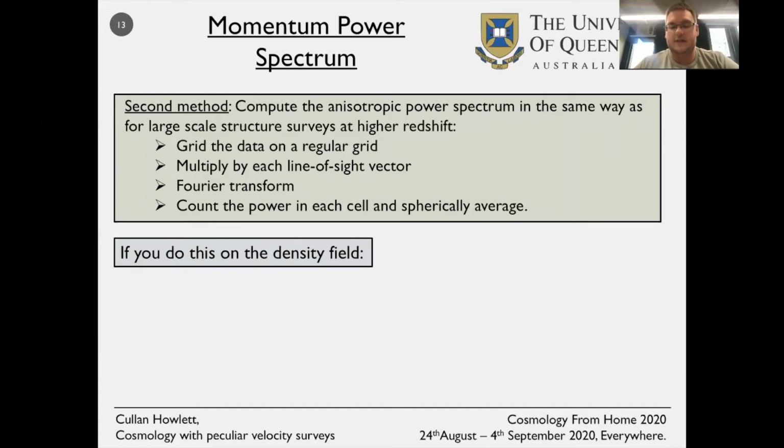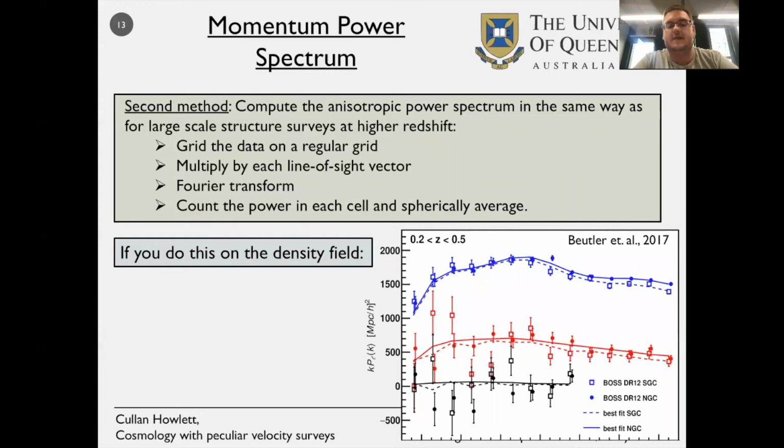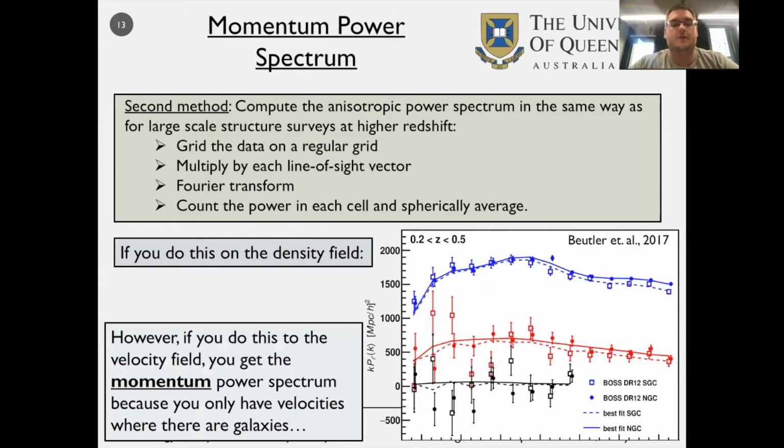If you do this on the density field, you would recover something like this. These are measurements from the BOSS DR12 survey using redshifts. So you've got the three even multipoles here: the monopole, quadrupole, and hexadecapole of the power spectrum in black. The points are measurements, and then you fit them with a model, which is the line in this plot. You can do exactly the same with your velocities.